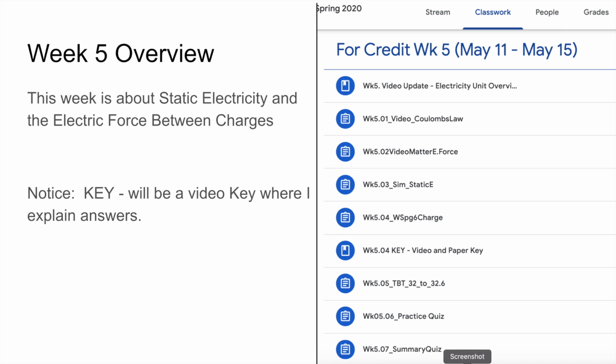So this week we're really going to jump in. Last week was kind of light because we were really finishing up energy, but we wanted to get you going. This week we're going to be looking at static electricity. We're going to continue looking at that. We're going to do a simulation that explores that, and we're going to look at Coulomb's law and the electric force between charges.